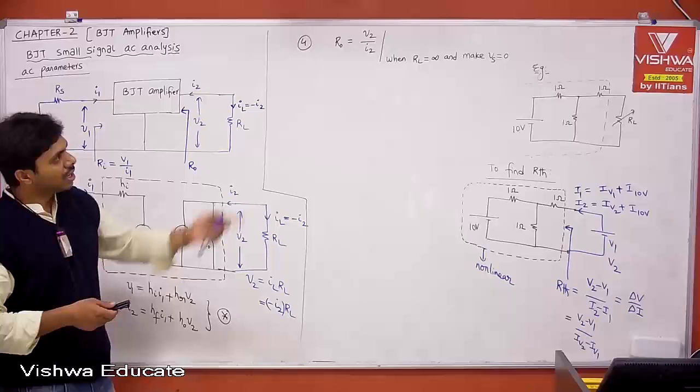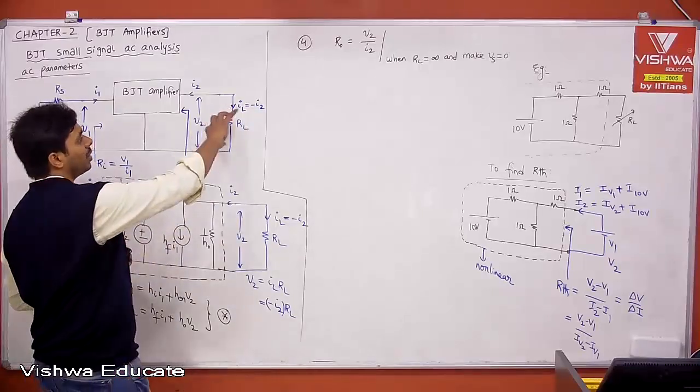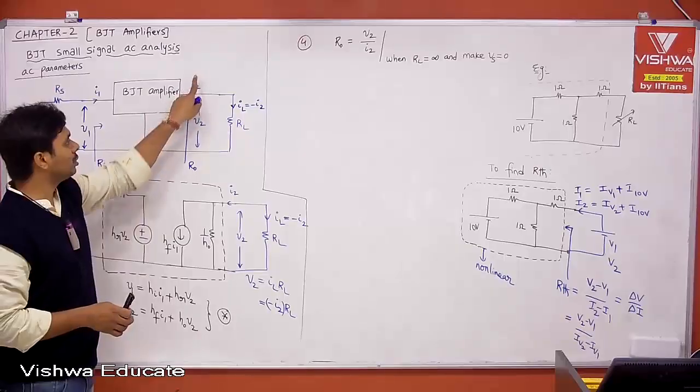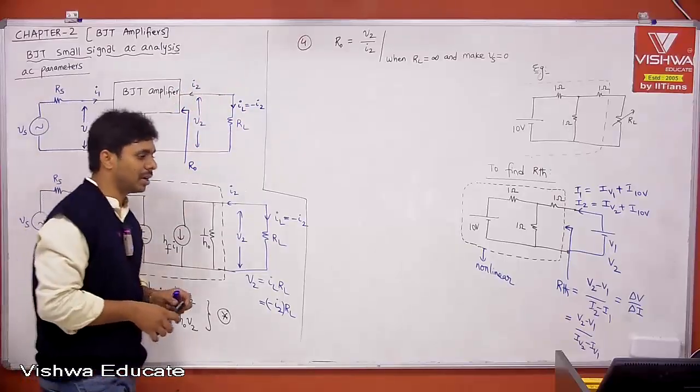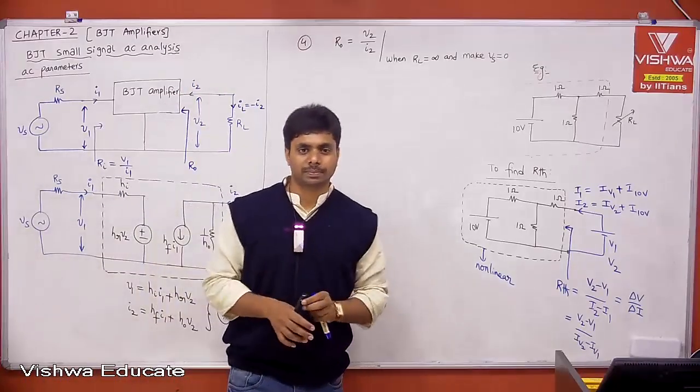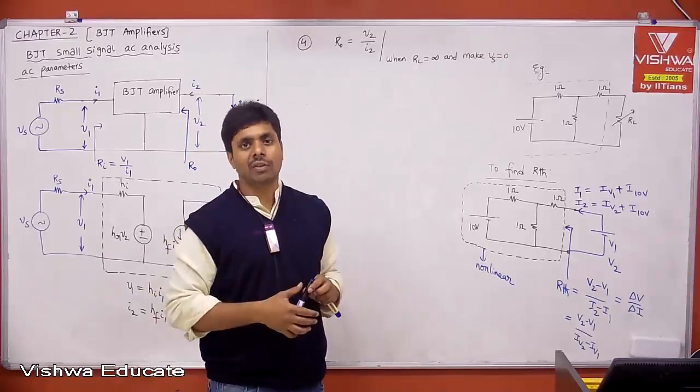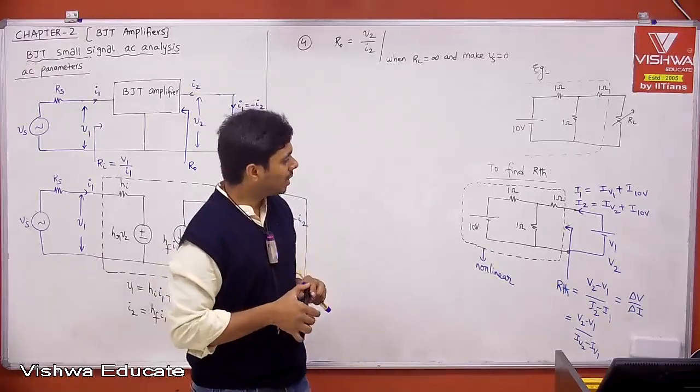Therefore, that is the condition: after excluding the load and making Vs 0, apply V2, get I2, and V2 by I2 is the output impedance. I hope it is clear with this example, right? Maybe if you want to understand still further, homework for you. What is it?